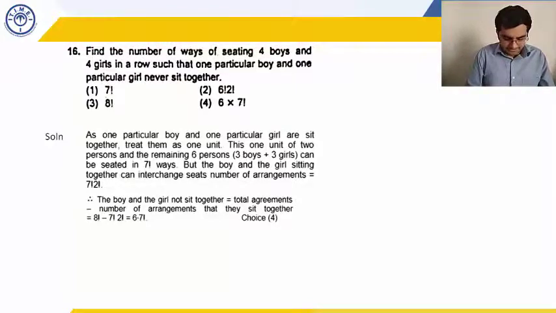I'll repeat this one more time. The questions that we have solved, the previous few questions, in those questions, we were keeping entities together. Now the question says that they should never be together. So never be together will be what? Total minus always together. So total is 8 factorial and always together becomes 7 factorial into 2 factorial. The reason for the multiplication by 2 factorial is because the boy and girl are different.